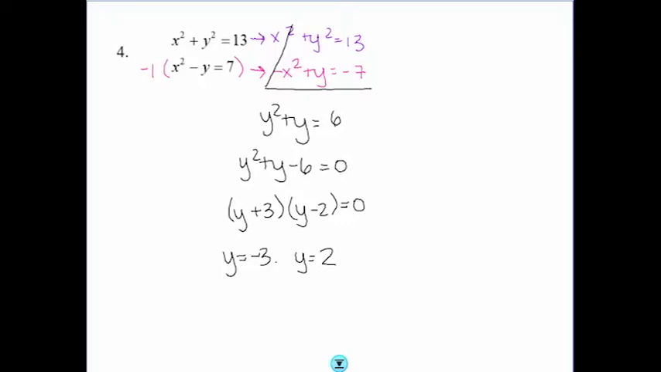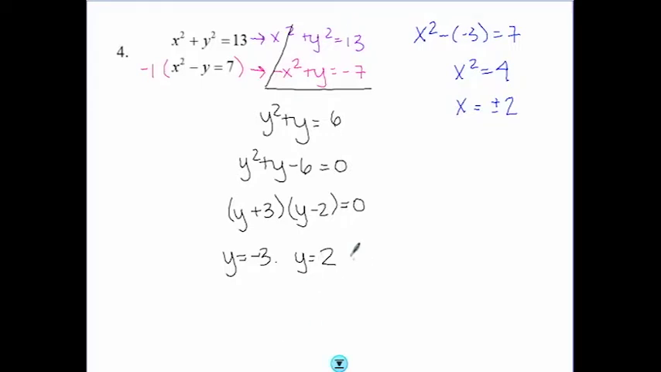Now I need to plug back in to solve for x. Again, you can use either equation. I'm going to use the second one this time. So if I plug in negative 3 for y, I have x squared plus 3 equals 7, so x squared equals 4, and x equals plus or minus 2. Please do not forget, when you take the square root of both sides of the equation, you're going to end up with plus or minus in your answer.